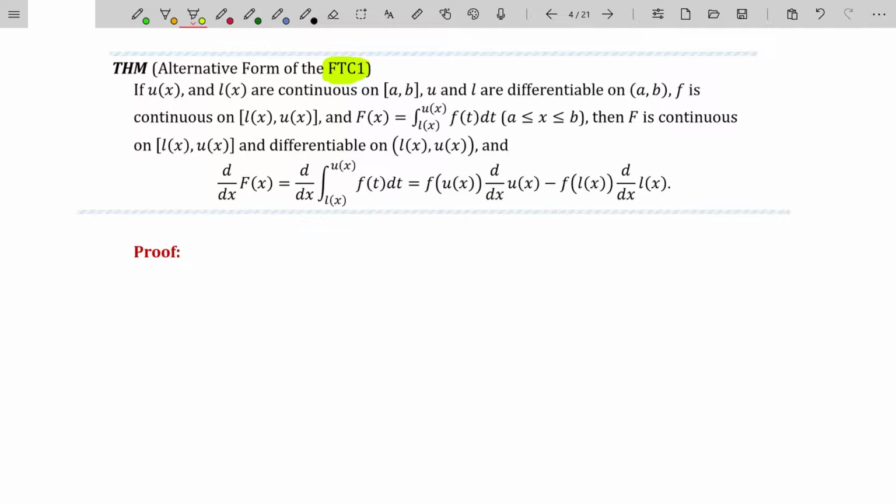If you have two continuous functions, u and L, u standing for the upper limit function, and L standing for the lower limit function, and they're continuous on the closed interval a to b, and differentiable on the open interval a to b, and f is continuous on the interval from L of x to u of x, where honestly, they don't actually have to be in that order, so this is a little bit of hand waviness here.